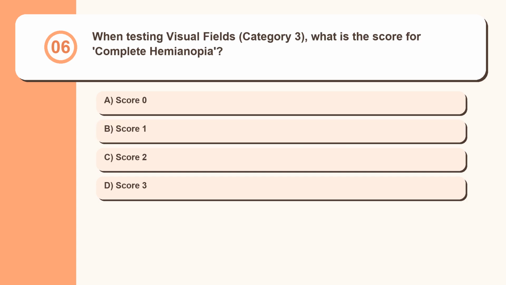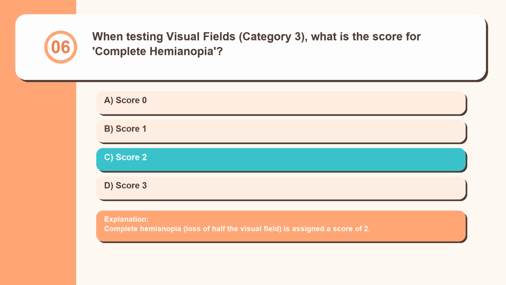Question 6. When testing visual fields, Category 3, what is the score for complete hemianopia? Score 0, score 1, score 2, score 3. Complete hemianopia, loss of half the visual field, is assigned a score of 2.